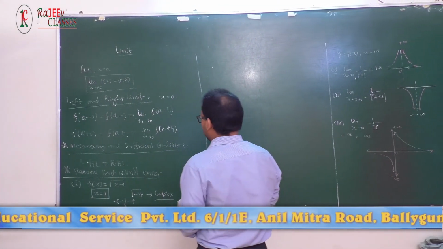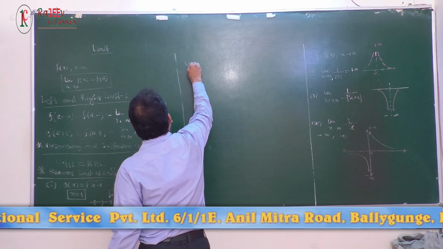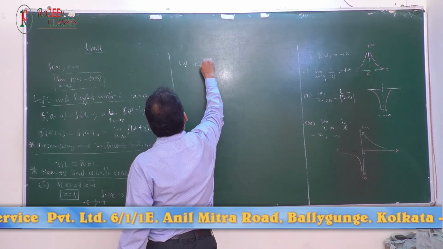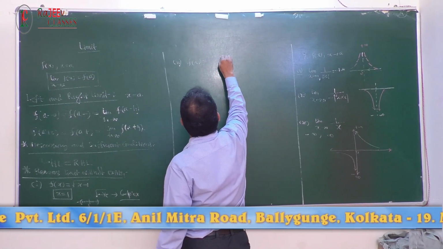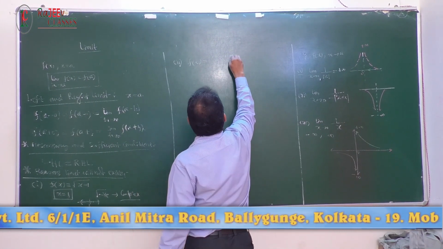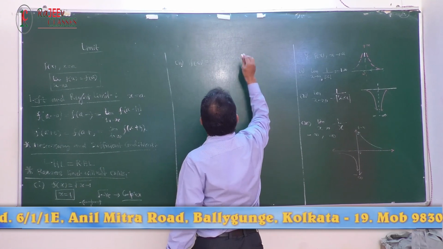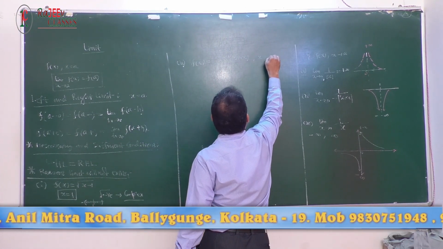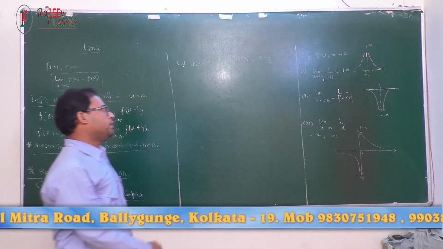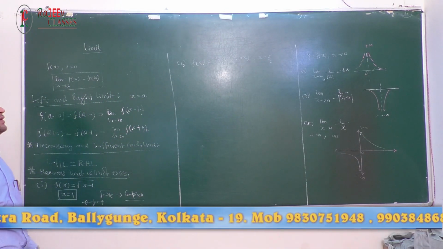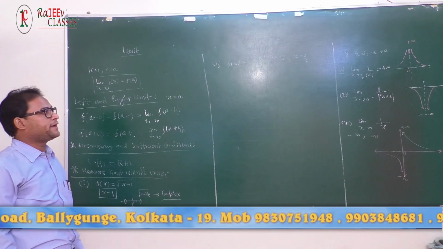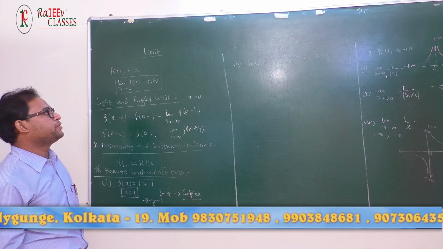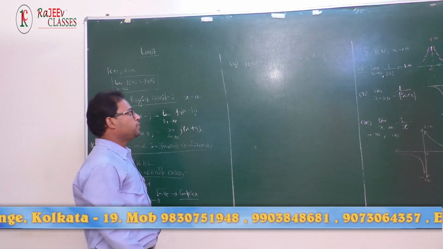One more example where the limit will not exist in the neighborhood. Take the example f of x is equal to sec inverse of sin x. And we take the point x is equal to pi by 2. We know that sin pi by 2 is 1. So if sin pi by 2 is 1, then we can easily calculate the sec inverse of sin pi by 2, that is sec inverse of 1, whose value is 0. We know that sec inverse 1 is 0.